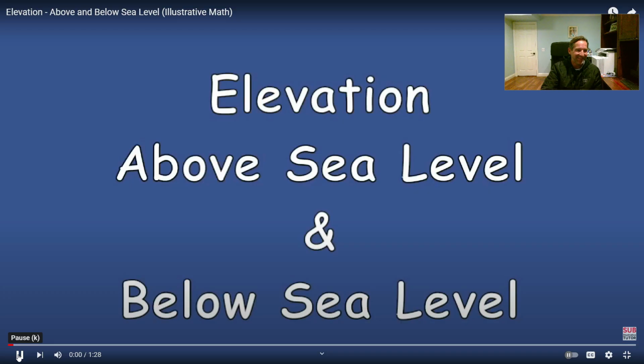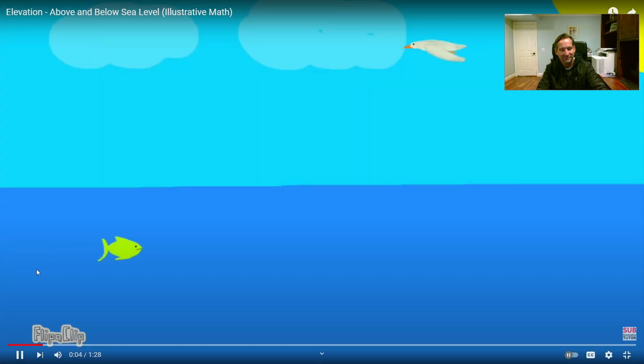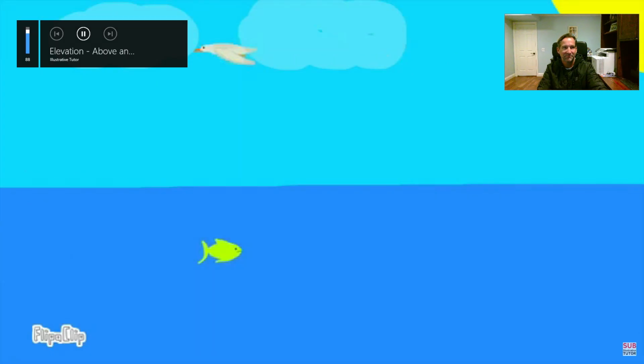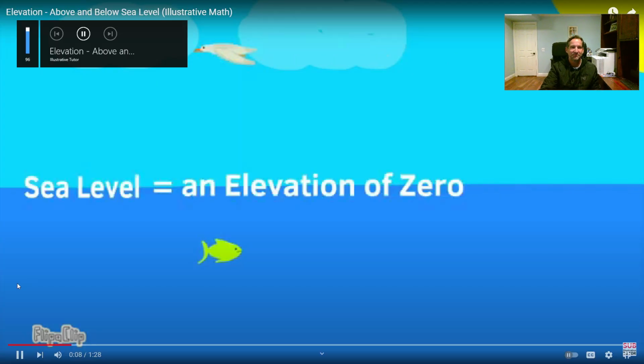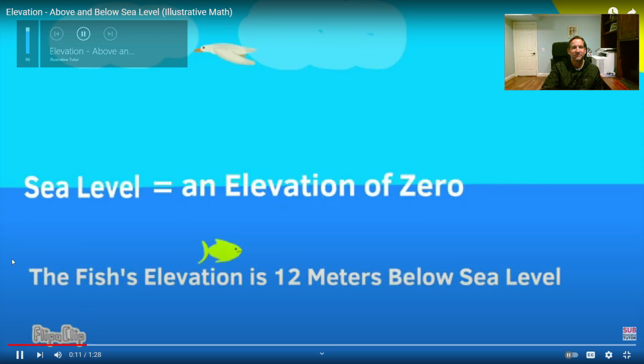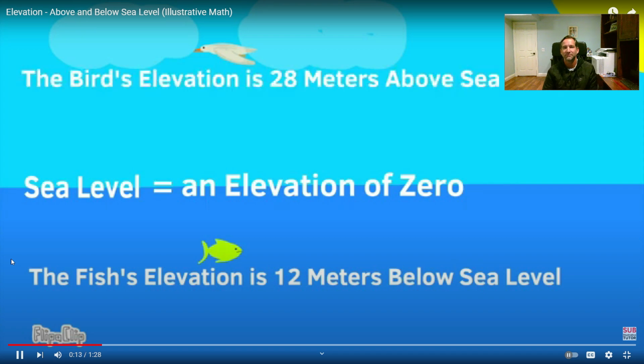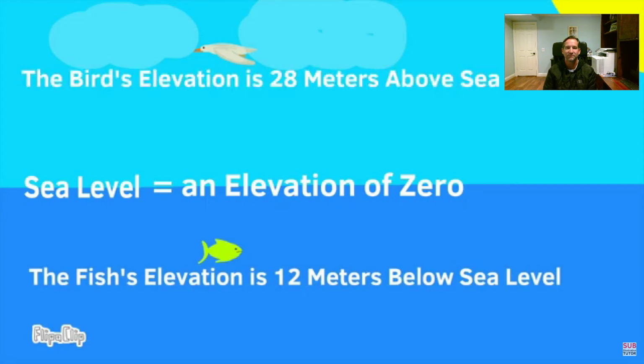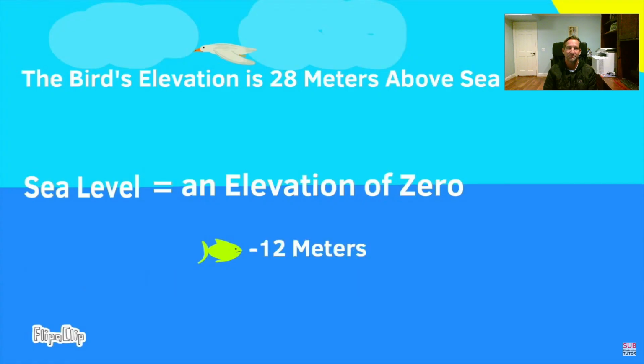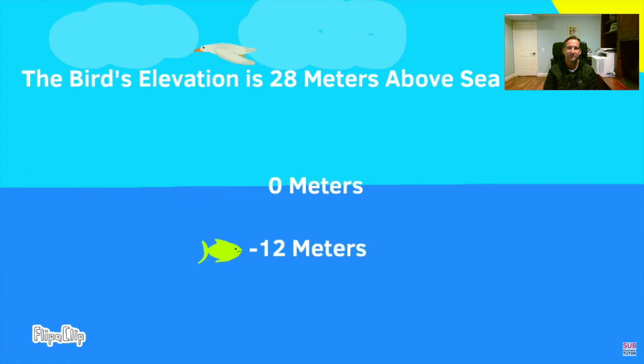This is elevation above sea level and below sea level. In this lesson, I'm using a fish and a bird. The fish's elevation is 12 meters below sea level, and the bird's elevation is 28 meters above sea level. The elevation of the fish is negative 12 meters, and the elevation of the bird is 28 meters.